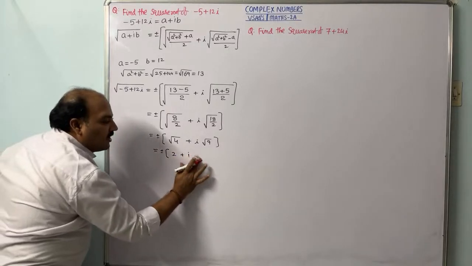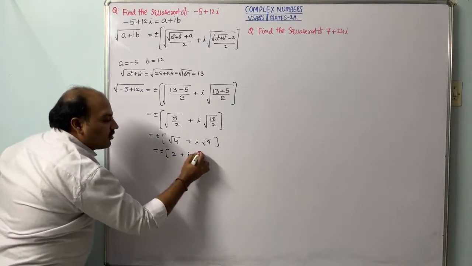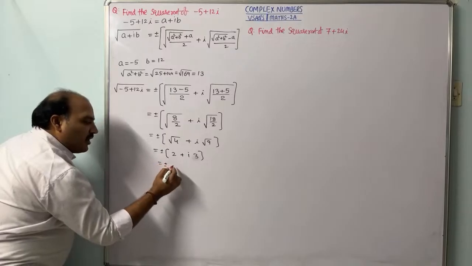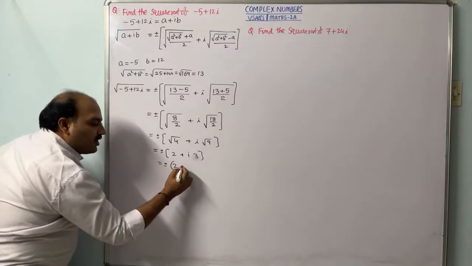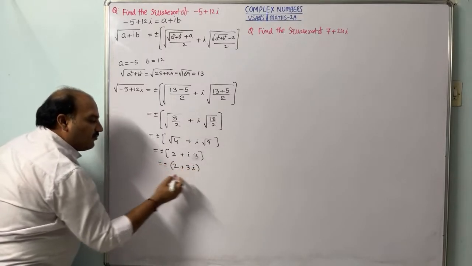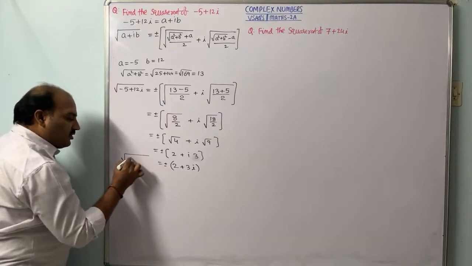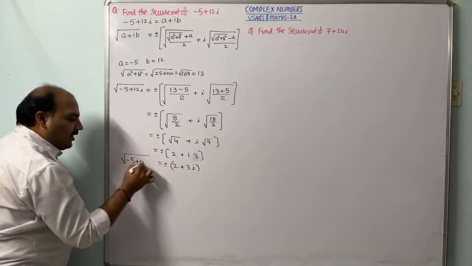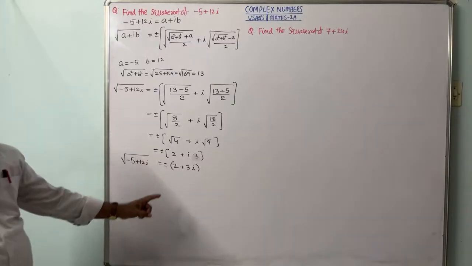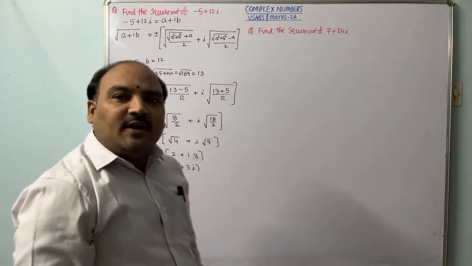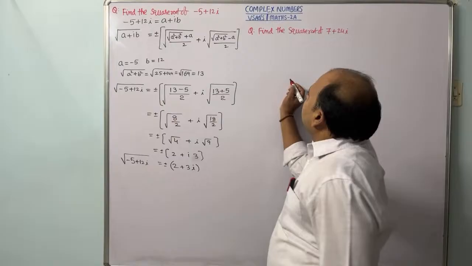So which is equal to plus or minus 2 plus i root 3. Sorry, i into 3, 3i. So which is equal to plus or minus (2 + 3i). Therefore, the square root of the complex number -5 + 12i is equal to plus or minus (2 + 3i). Similarly, we can calculate this one.